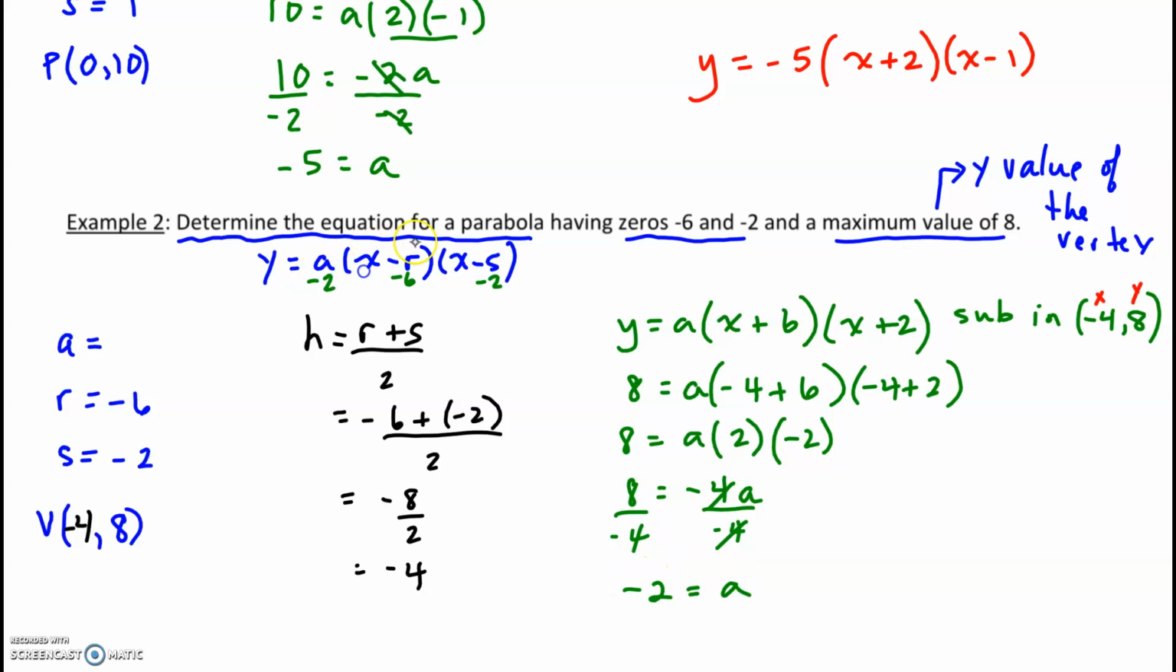So I now have my a value, and I just have to write my final equation. So y equals -2 times (x plus 6) times (x plus 2). And there's our final answer. All right, let's go on, turn the page, and take a look at example 3.